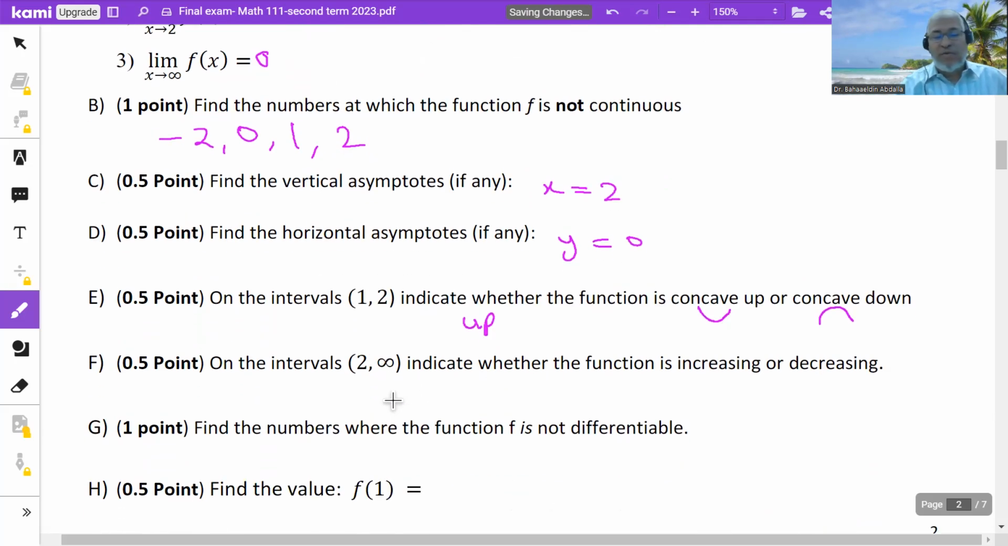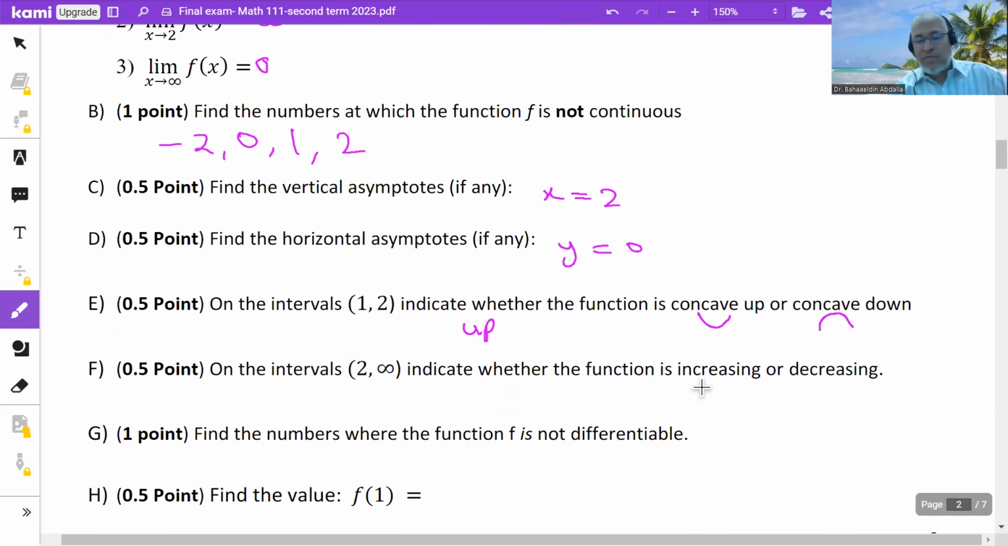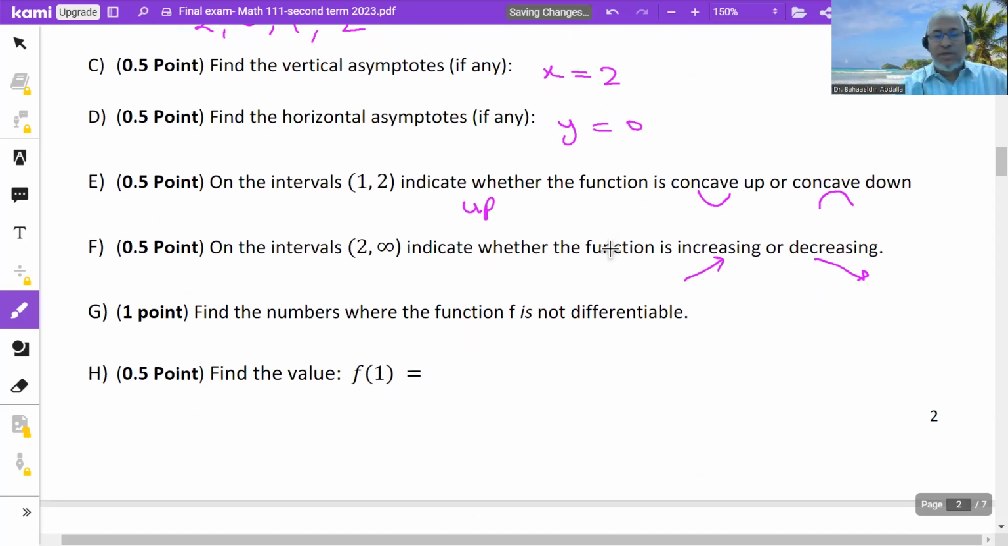On the interval from 2 to infinity, indicate whether the function is increasing or decreasing. Increasing means going like this, decreasing going like this. From 2 to infinity, the function is coming down, so it is decreasing.